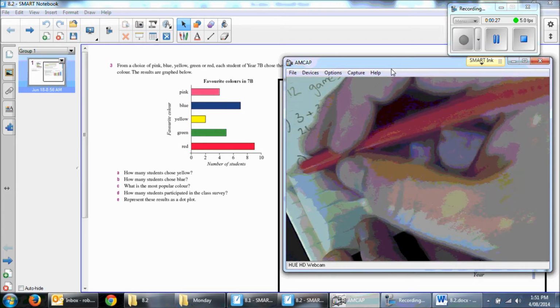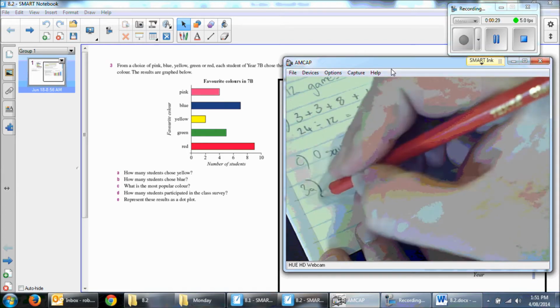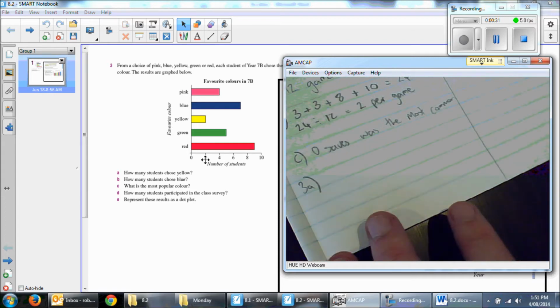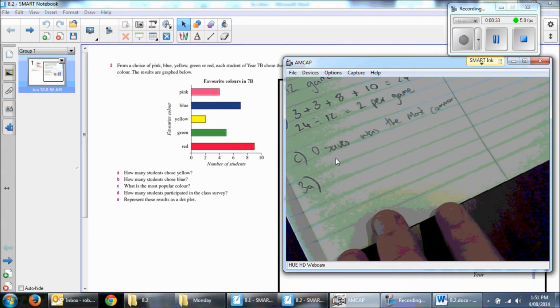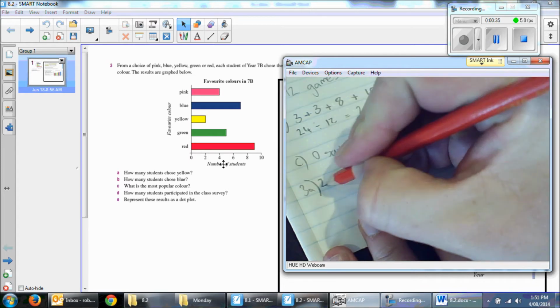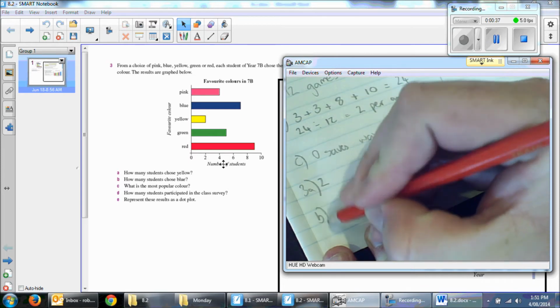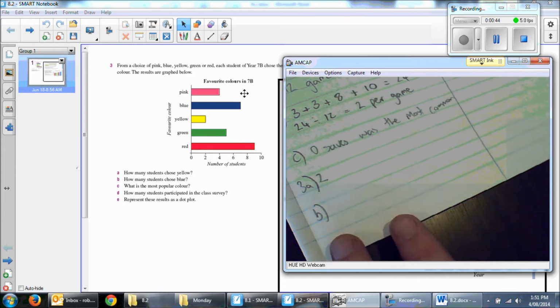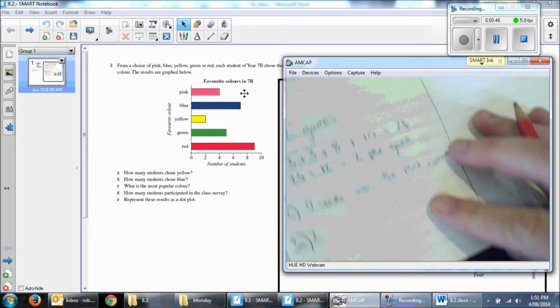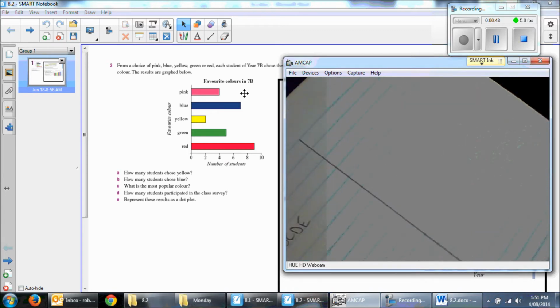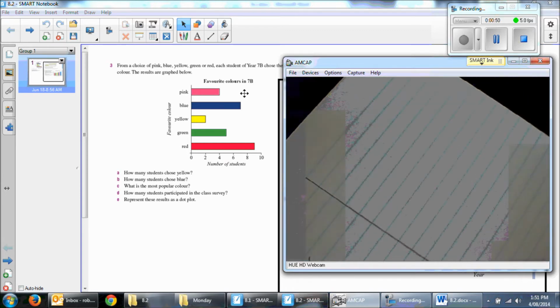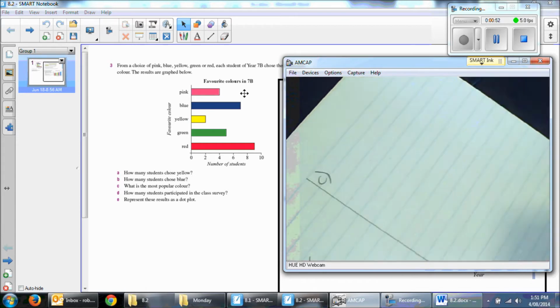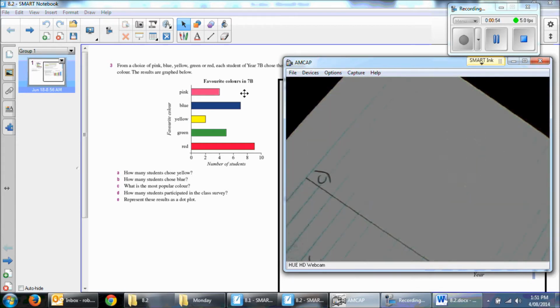Okay, so let's have a look at 3A. And here we just follow it up. So yellow, the number of students was 2. Okay, B, it says how many students chose blue. Blue was quite popular and it's in between 6 and 8, which means that 7 students chose blue. C, what is the most popular colour? The most popular colour was red.